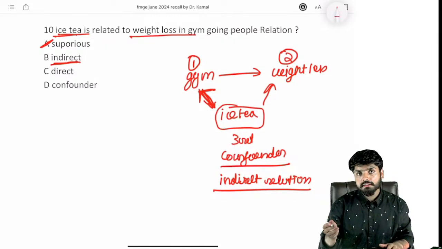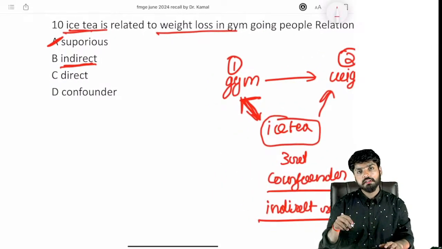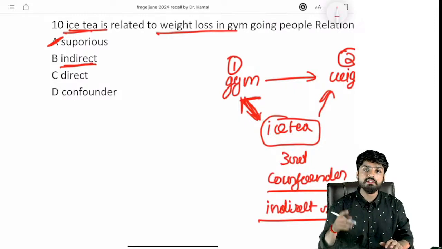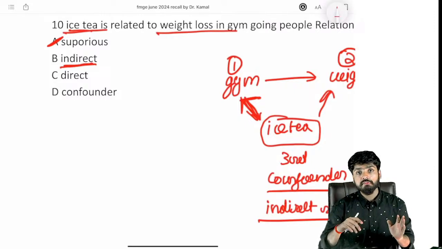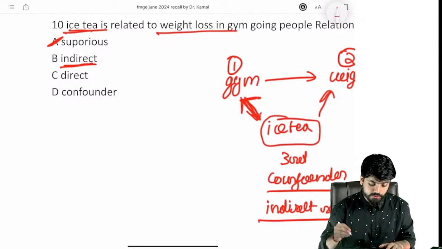In anything other than that, I would have marked it as indirect. But in this scenario, when we are dealing with weight loss as the outcome, and we have to think about the exercising and iced tea, then I'll go with the superior relation.